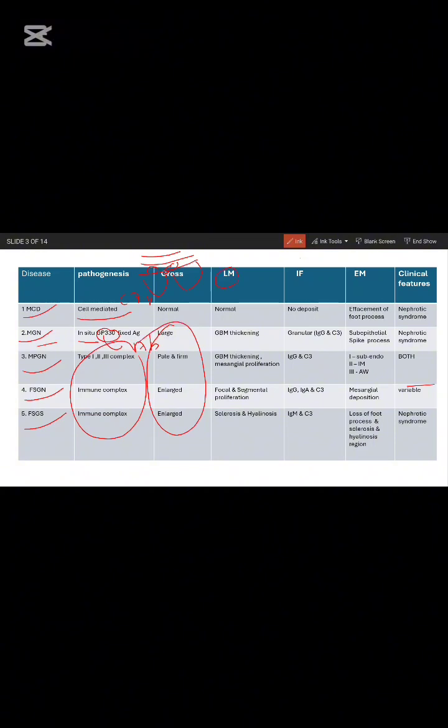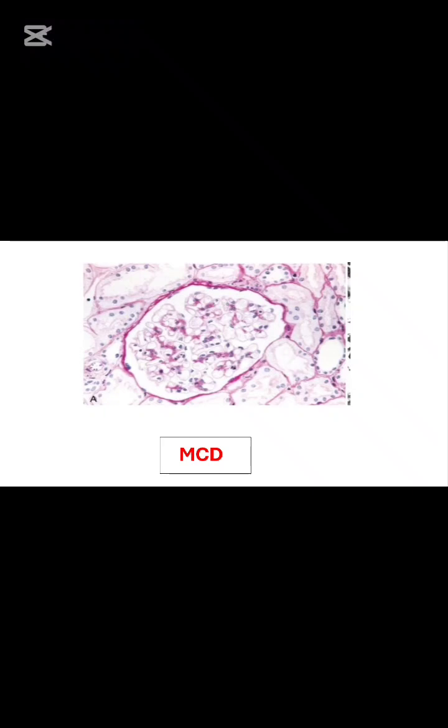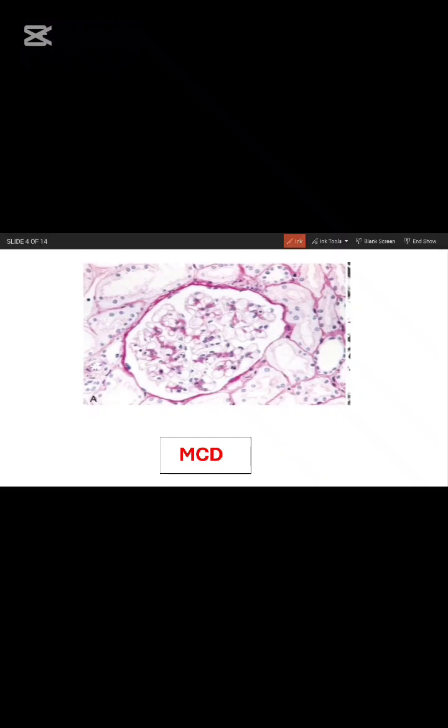The light microscopy. Light microscopy means what? What we see in light microscopy is whether any change occurs in the glomeruli or not. So in minimal change disease, as you see, no changes are seen, but slightly in some cases there is proliferation of the mesangial cells only, and in the renal tubules there is deposition of lipid. That's why it is also called lipoid nephropathy.